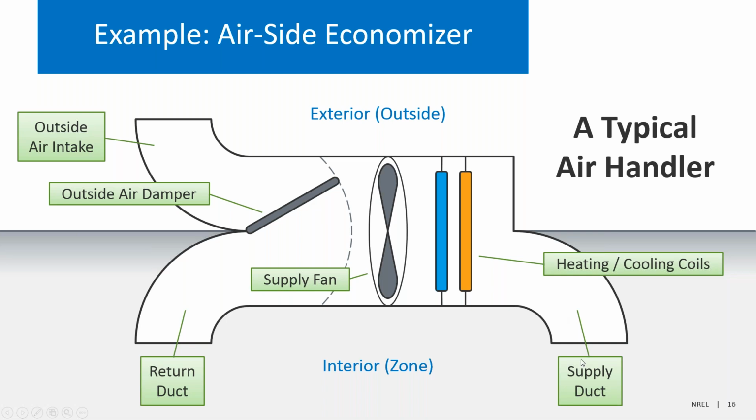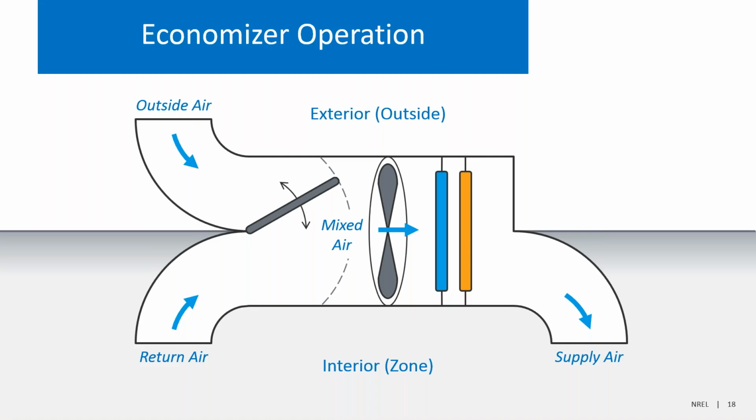There's a supply duct, which is the air that's going to the space. There's a return duct, which is the air coming back from the space that needs to be conditioned. They typically have an outside air intake, and then a fan pulling the air through. Then they have an outside air damper that controls how much outside air is coming through versus how much return air is coming through. And finally, there are heating and cooling coils to condition the air. Now, this part on the left here with the outside air damper and the control system attached to it is called an economizer, and the purpose of the economizer is to help save energy.